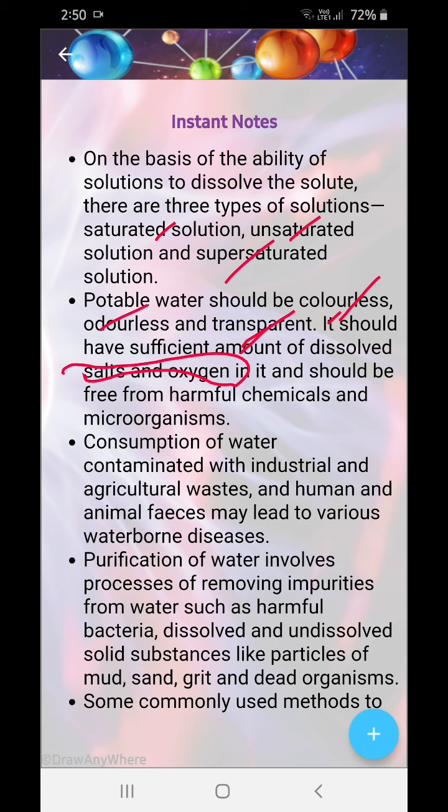Okay. Next, consumption of water contaminated with industrial and agricultural waste, and human and animal feces may lead to various waterborne diseases. I told you these wastes are leading to various waterborne diseases such as cholera, diarrhea, etc. Purification of water involves removing harmful impurities from the water such as bacteria, dissolved and undissolved solid substances like particles of sand, dirt and dead organisms. We know what they are. They contain some harmful bacteria also, which cause these diseases. And if you drink these substances with water, you will also face diseases.